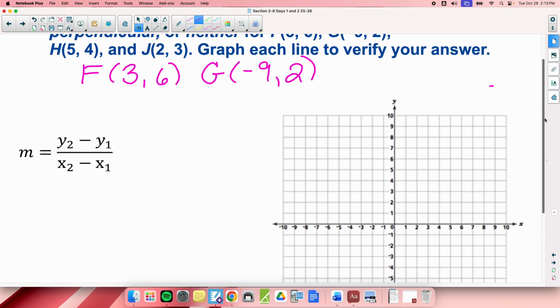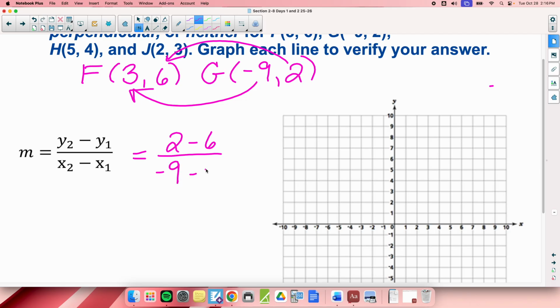Using the slope formula, I am going to subtract my y's on top. We did this yesterday. So I would go 2 minus 6 on top. And then on the bottom, I subtract my x's in the same order. So I go -9 minus 3. Now I have to simplify the top and the bottom. What is 2 minus 6? -4. What is -9 subtract 3? Negative 12. When they're both negative, you add them.